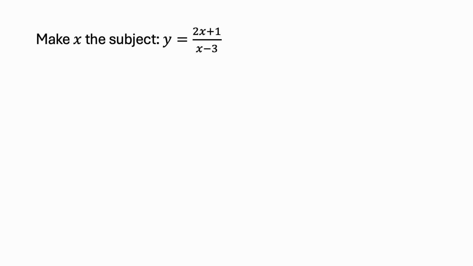Okay, this one here, we have to make x the subject. For this one, we've got two x's. We have an x at the top and an x at the bottom. So y is equal to 2x plus 1 all over x minus 3.